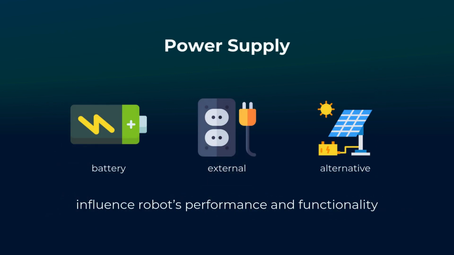The robot's power supply influences its performance and functionality. This power can come from a battery, external, or alternative sources. A battery is a portable and self-contained energy source that stores electrical energy chemically. External power supplies draw power from an outside source, such as a power outlet. Alternative power is non-traditional or renewable energy drawn from things like solar panels.